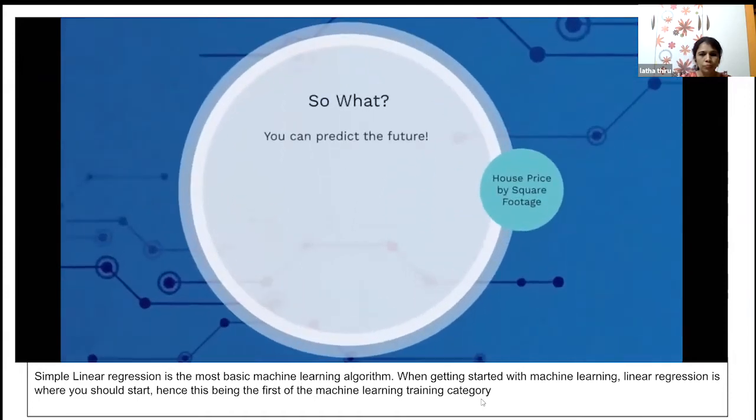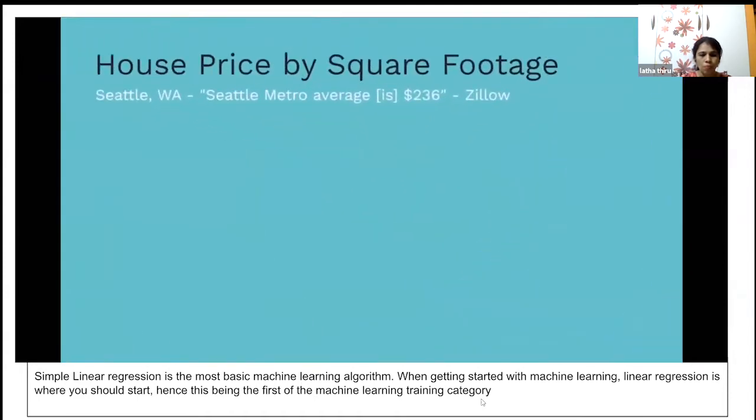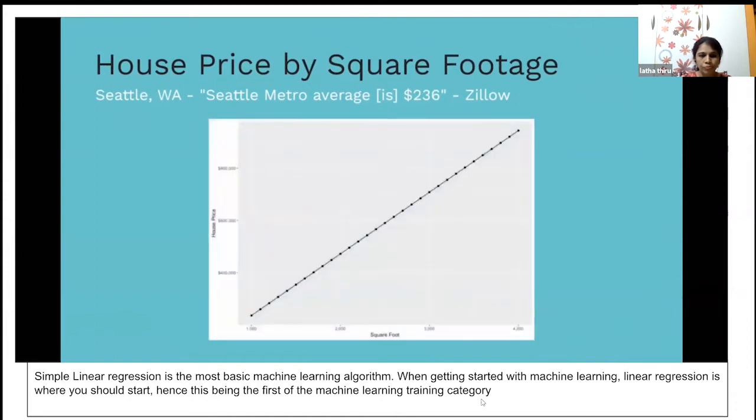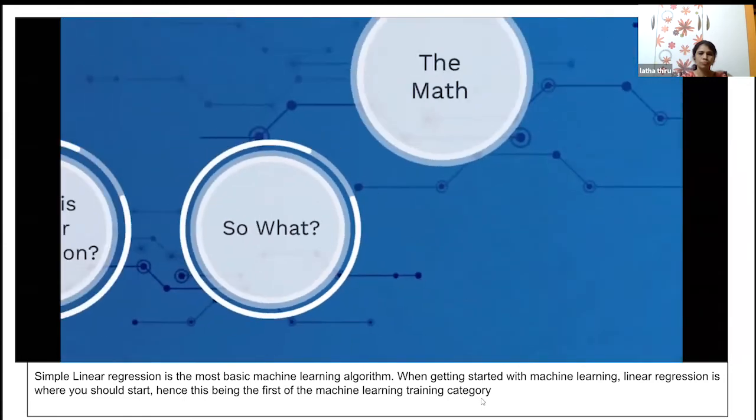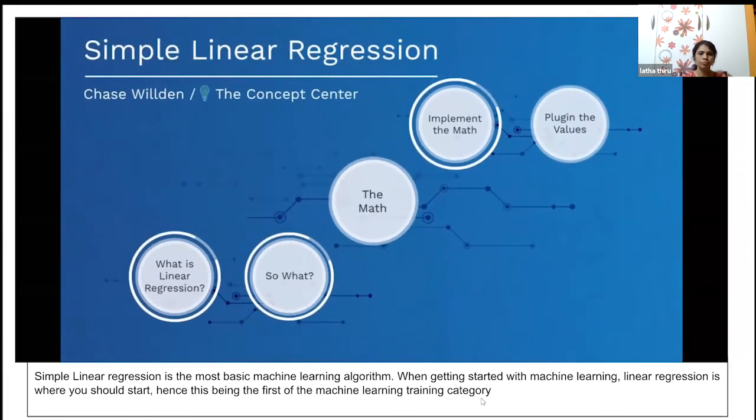Let's use a real-life example. Let's say we're trying to predict the house price given the square footage of the home. In Seattle, Washington, according to Zillow, the average value is $236 per square foot. If we were to graph this, it would look like this: a 1,000 square foot home equals $236,000. What does a 2,005 square foot home cost? If we look at this graph, we could put a point there and determine that it is roughly $473,180. Let's look at the math behind linear regression.